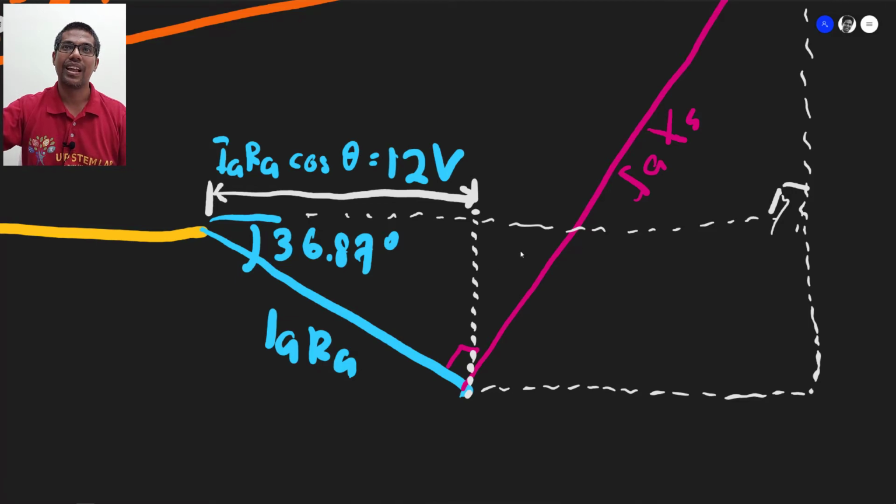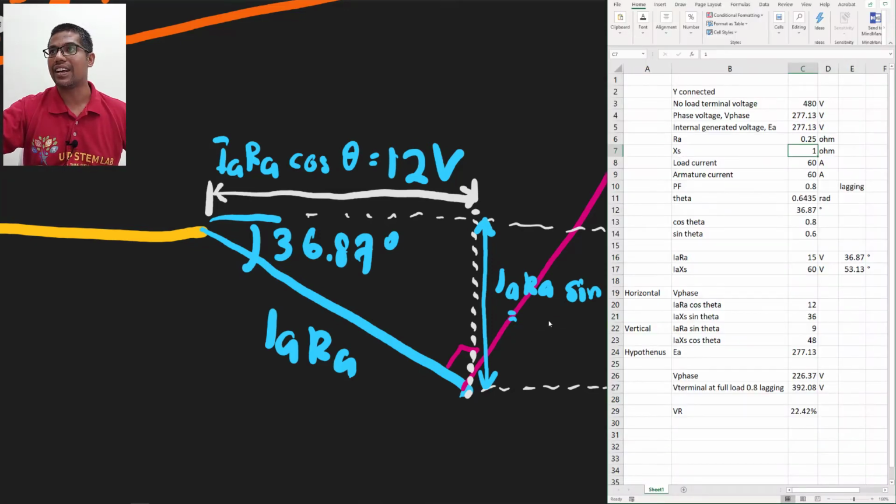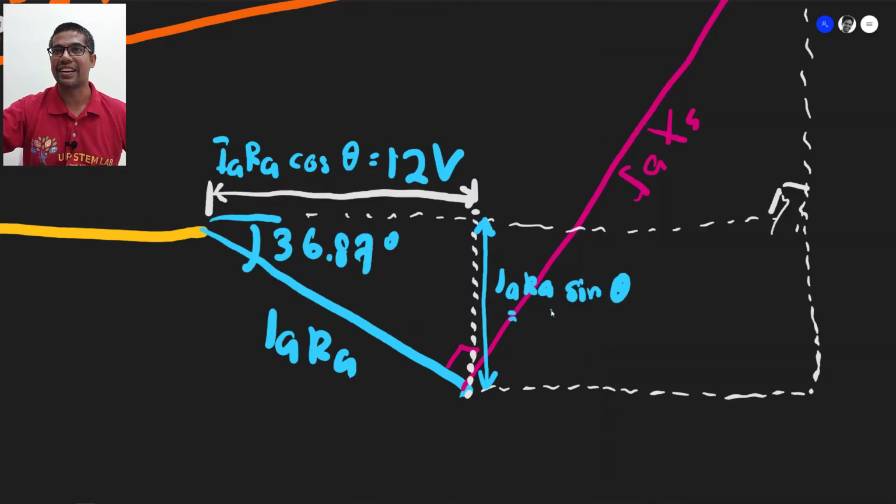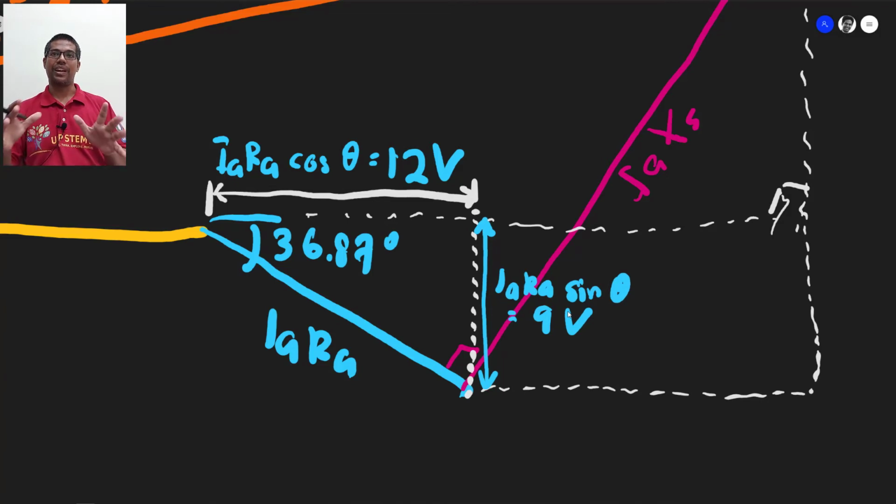All right, then we decipher this information. This is IA RA sin theta. IA RA sin theta is 9 volt. Okay, now we have that.